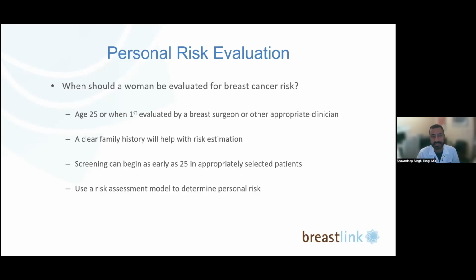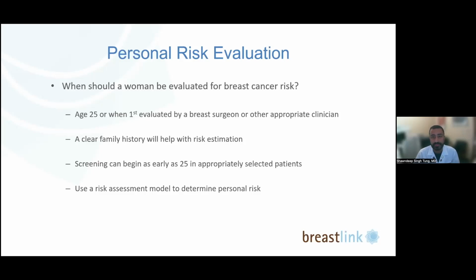Okay, so a question I get asked a lot by women is, when should a woman be evaluated for breast cancer risk? And what I generally tell patients is, if they are at the age of 25 or older, they should be evaluated by a breast surgeon or another appropriate clinician who can do an appropriate breast exam. That's the most important start, is to first get familiarized with not only your own breasts, but a clinician who can also do exams and be able to discern if there are any concerning lesions there, number one.